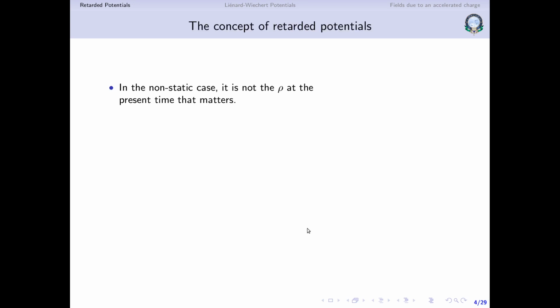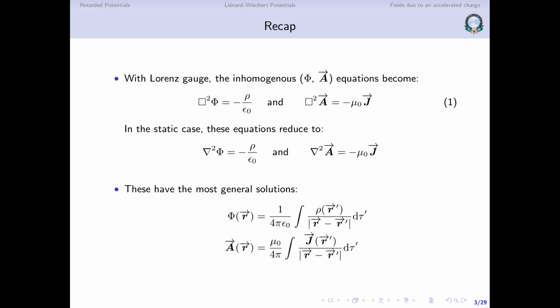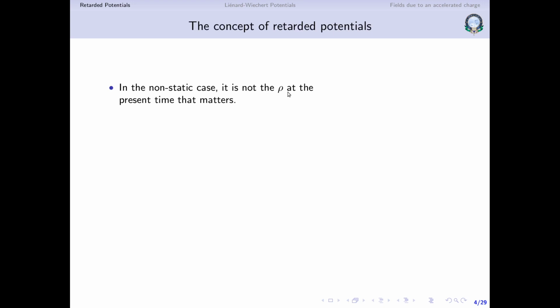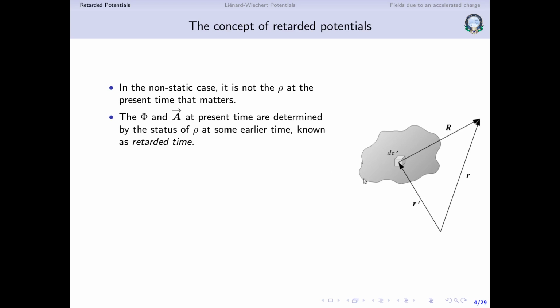Now in the most general case, that is the non-static case, it is not the rho, the charge distribution at the present time, that matters. That means, what is the charge distribution right now? It's not that which matters. What matters is the charge distribution which was at an earlier time. So that is going to determine the two potentials at any certain point.